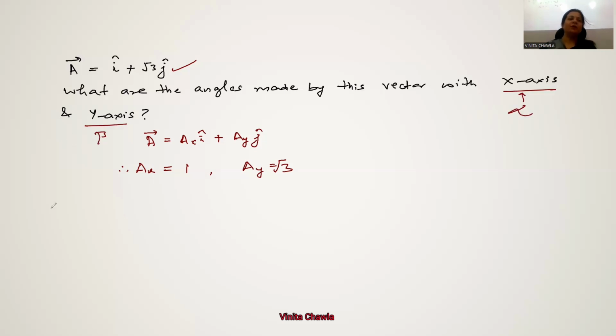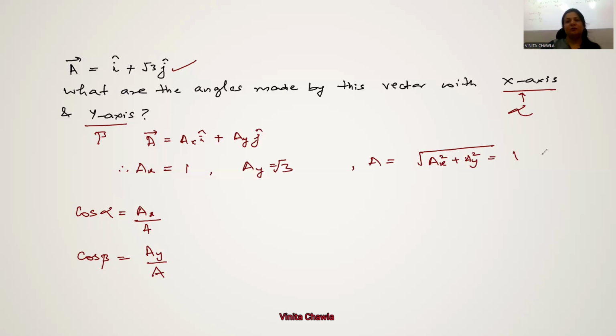How do we write cos alpha? It's Ax by A, and cos beta is Ay by A. And what is A? The magnitude of the given vector A. So for this we need to find A first. A is square root of Ax square plus Ay square. Now put the values here. It's square root of 1 square plus root 3 square. 1 plus 3 is 4, so it's 2. Ax is 1 and A is 2.